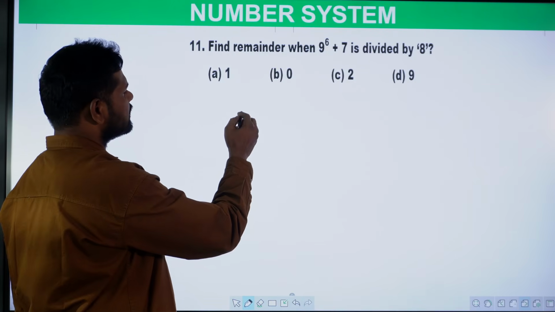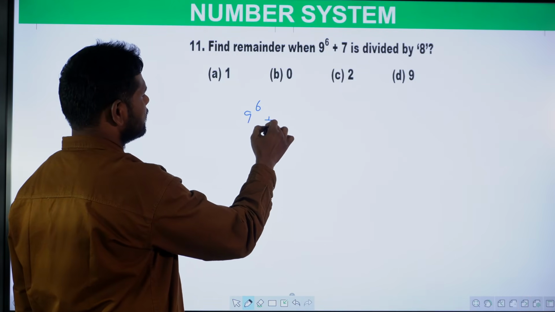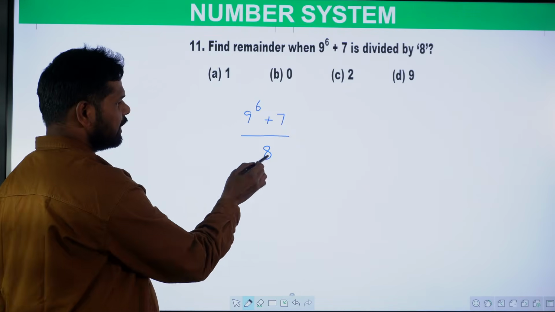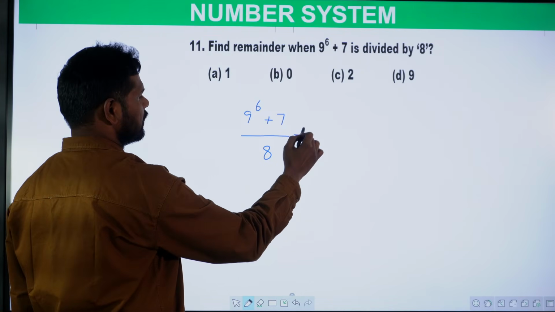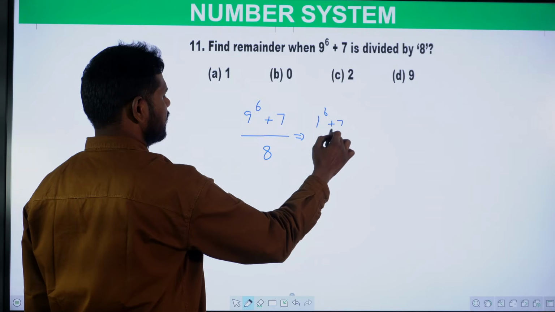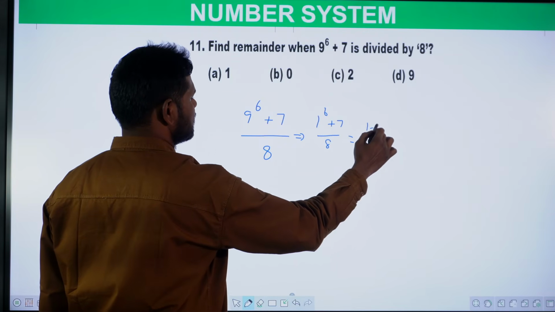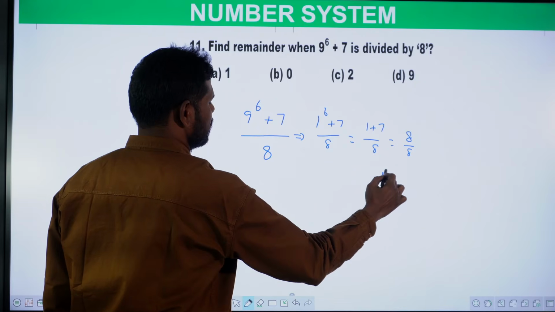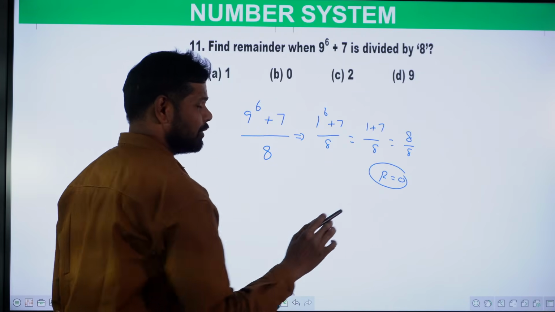Now 9 power 6 plus 7 is divided by 8. What is the remainder? 8 ones 8, what is the remainder? 1. So 1 power 6 plus 7 by 8. 1 power 6 means 1, plus 7, by 8. 8 by 8, what is the remainder? 8 ones 8, remainder 0.